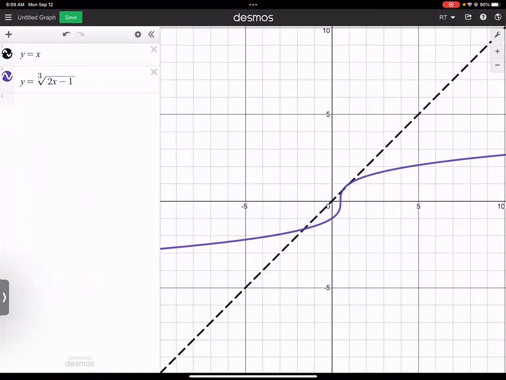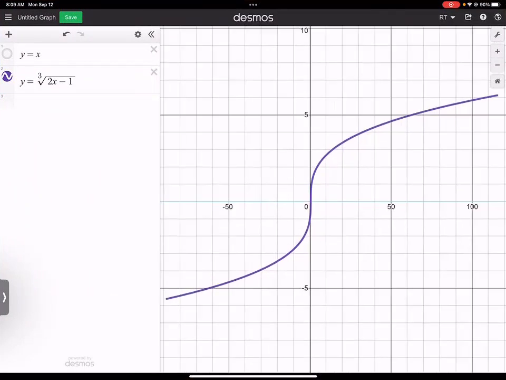Okay. There it is. I don't need that on right now. Does that pass a horizontal line test? Can I draw horizontal lines? And can I draw a horizontal line anywhere that hits the graph more than once? No. You can zoom out, you can move it around if you want.